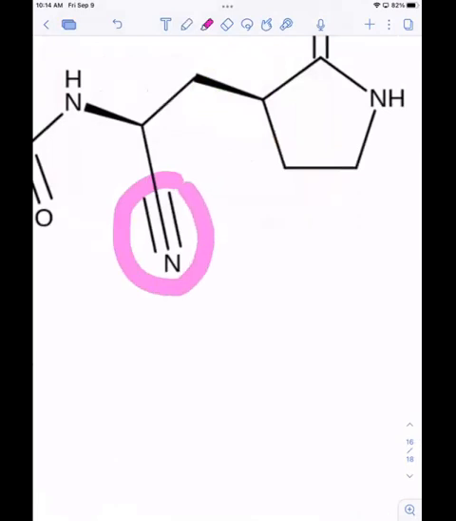So this functional group, there's a carbon at the end of this. It's a C triple bond N. It is what we call a nitrile.